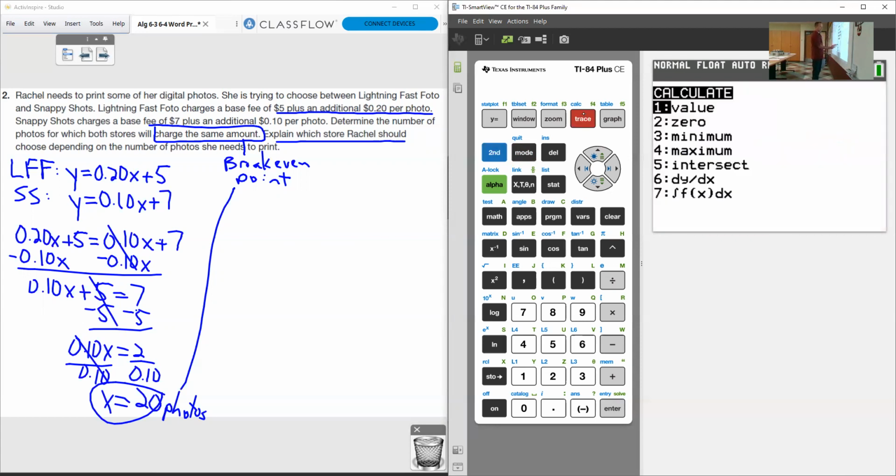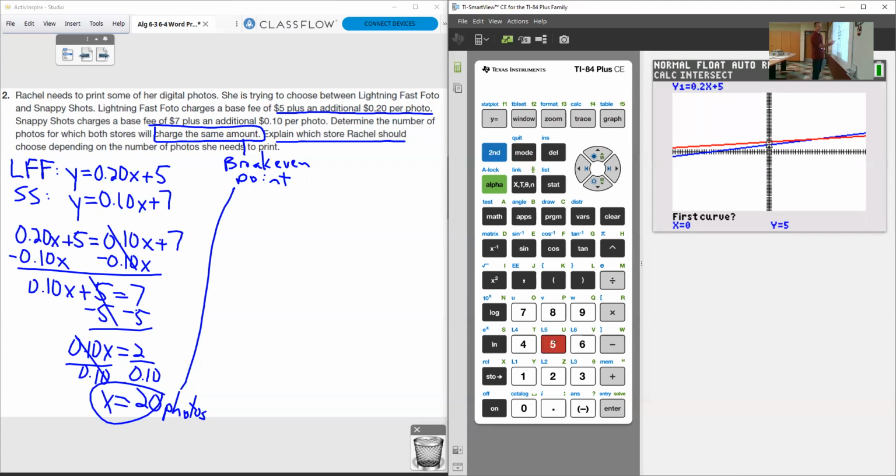Second calc, and then number 5 for intersection. Enter, enter, enter. And it gives you that break-even point. Notice that x is 20, the same thing that we got algebraically. So we could graph this and figure it out from the graph, all right?